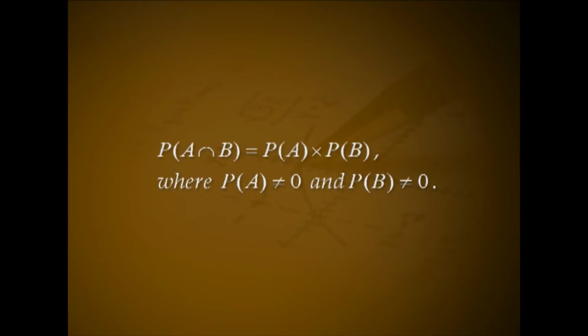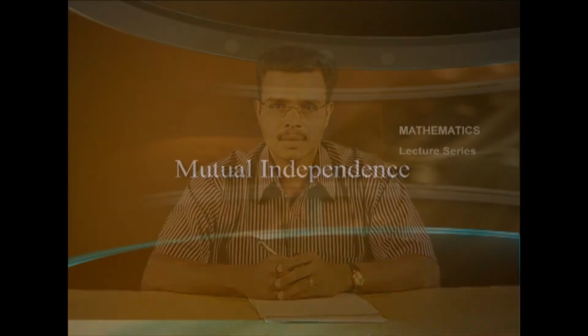We already discussed the independence of two events A and B. By definition, two events A and B are said to be independent if P(A ∩ B) = P(A) P(B), where P(A) ≠ 0 and P(B) ≠ 0. In this module, we extend the concept to more than two events.